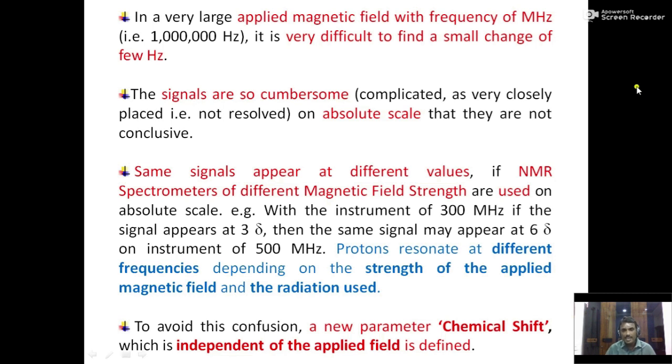It might be a different case, but for the same molecule, with instruments of different frequencies, you are getting peaks at different positions. The same protons resonate at different frequencies depending on the strength of the applied magnetic field and the radiation you have used. So to avoid this confusion, a new parameter is introduced, that is the chemical shift, which is independent of the applied magnetic field.